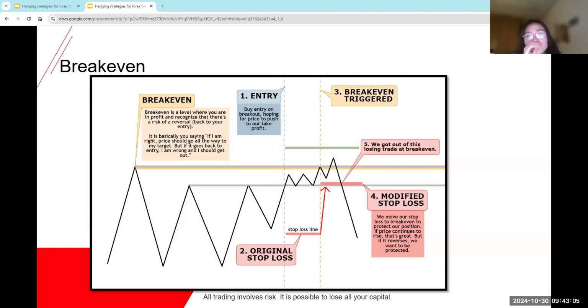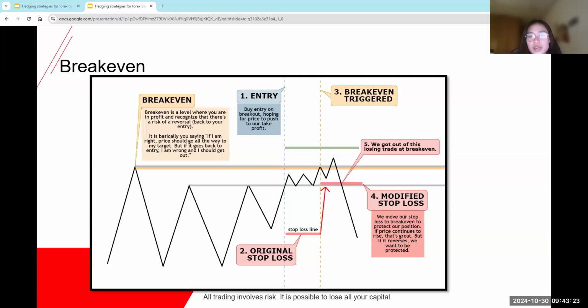Since you are going for direct hedging, you are going for both long and short positions. The break even would occur when the total combined gains of both trades equals the transaction costs. So that would include your spreads, your swaps, etc.